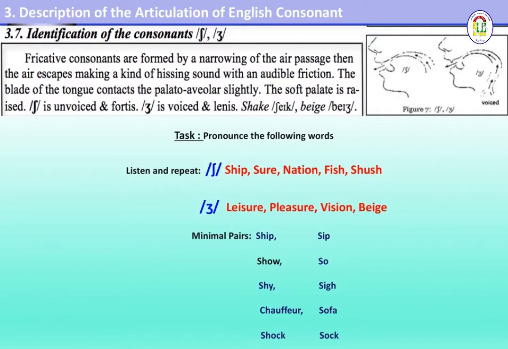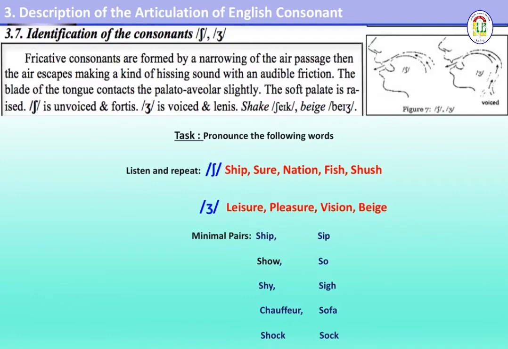Pronounce the following words. Listen and repeat. Sh: ship, shoe, nation, fish, shush. J: leisure, pleasure, vision, beige.